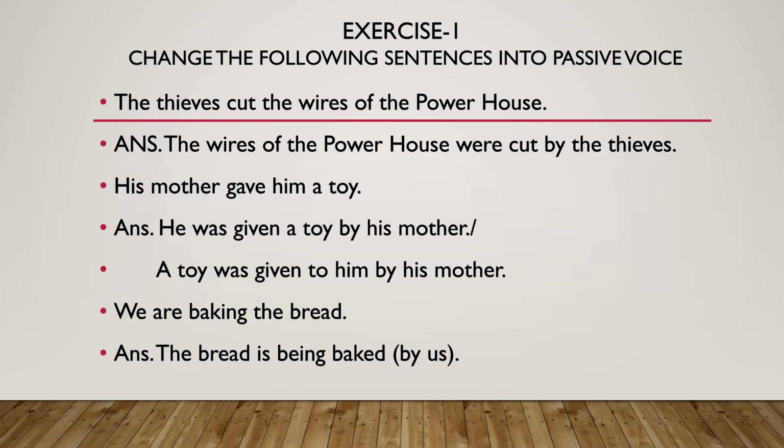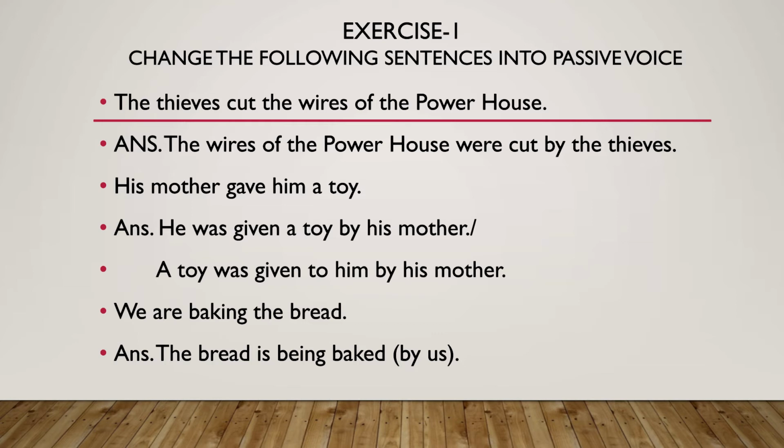The second sentence is, his mother gave him a toy. Just identify SVO. Well, in this sentence, we have 2 objects, indirect object and direct object. His mother is the subject, gave is the verb, him indirect object, a toy direct object. We can change the sentence into passive voice by taking any of the objects. We can take him and we can take a toy also. But the indirect object is taken preferably.